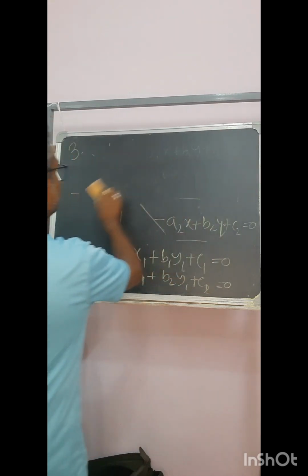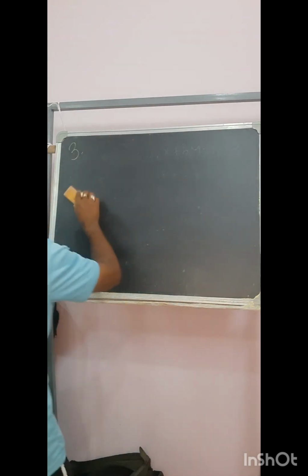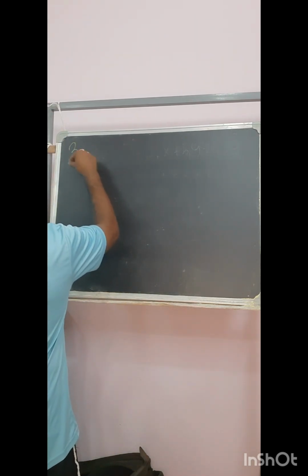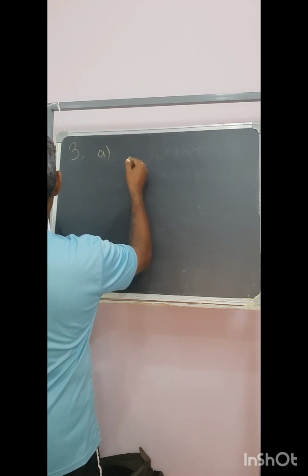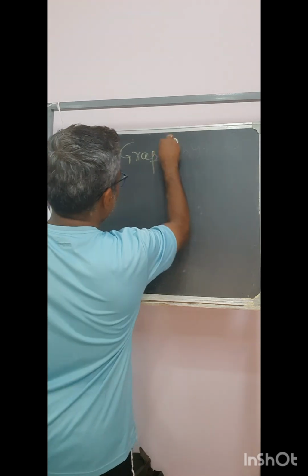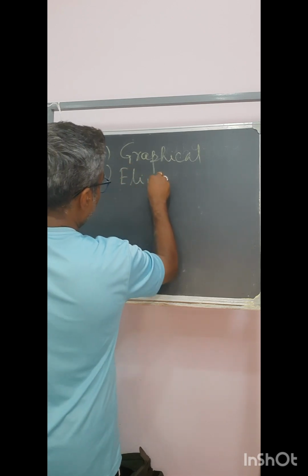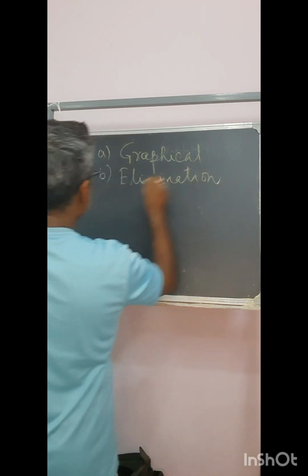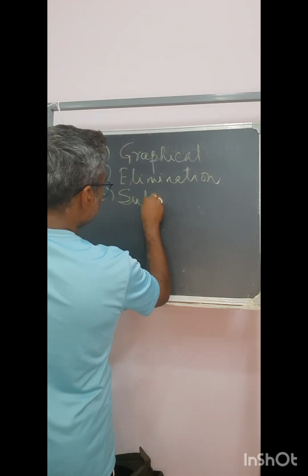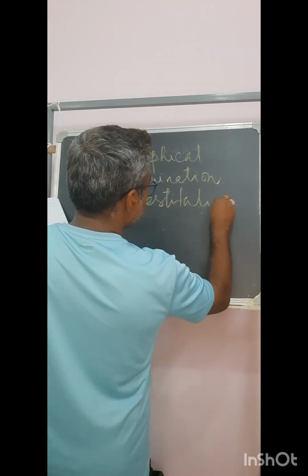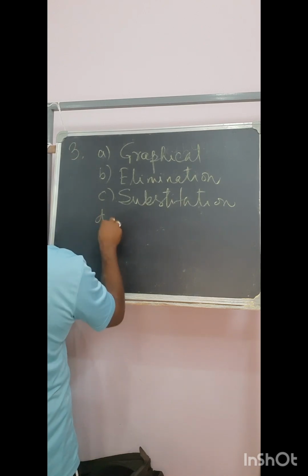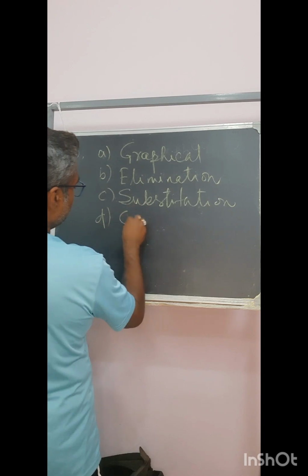For this kind of problem, there are a few styles by which we can solve this type of equation. These are the processes of solving such equations. The first by which you can solve is the graphical method. B is the elimination method. C is substitution. D is your cross multiplication.